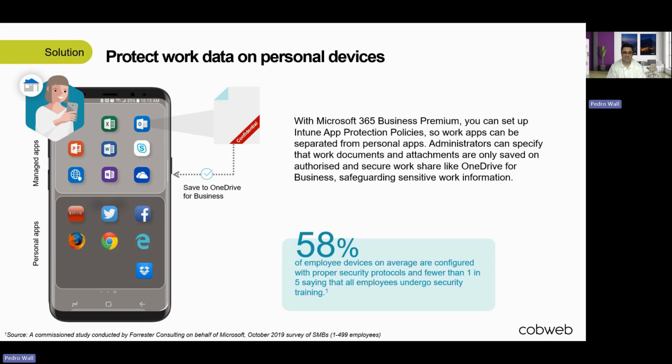So of course you can only save your corporate documents in your corporate environment. In this sense, we save it to OneDrive for Business, and it's kept and stored there as well. So it's great to know how that's foreseen on an actual device. And again, more stats that we can throw at you as well. 58% of employee devices on average are configured with proper security protocols, and fewer than 1 in 5 say that all employees undergo security training.